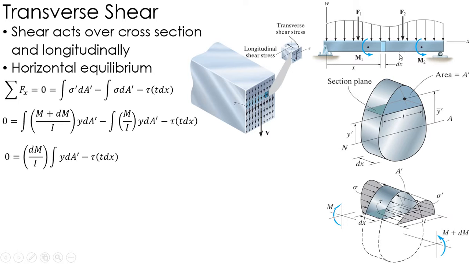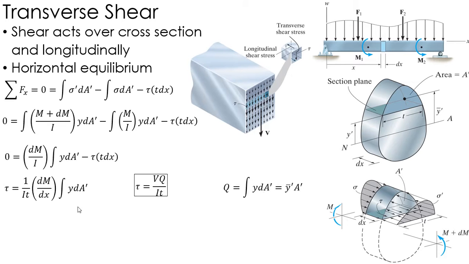It is not constant relative to the x-axis, but it is constant relative to the area over which I'm integrating. I'm integrating over this area, and that moment is constant, so I bring that outside as so. Now, solving this for my shear stress, which is on this flat surface that I've cut, I get the following. Pulling out everything that's constant, which includes the moment of inertia of the entire cross-sectional area, I, and t, which is the width at the location that I'm looking at. Then I have dM over dx, and I'm just left with the integral of y dA prime.